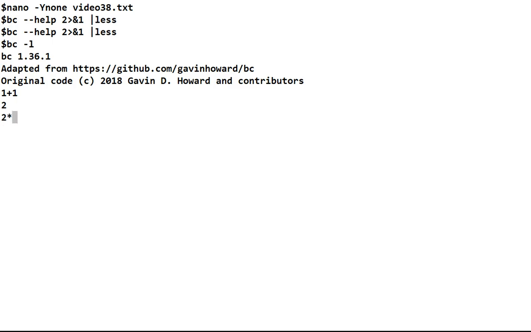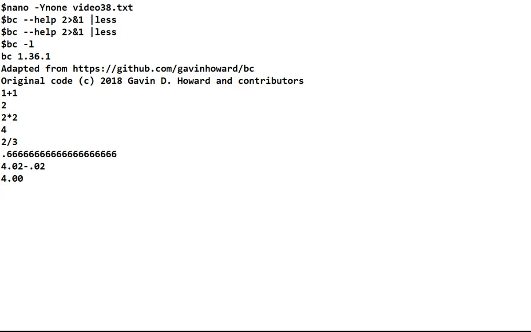2 times 2 is 4. Let's try something a little bit harder. 2 divided by 3. And you can see it does floating point math for that. And then we've done addition, multiplication, division. Let's try a little subtraction. And you can see it seems to work the way we expect it to work.